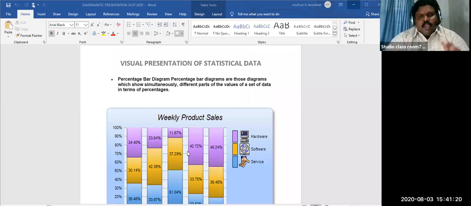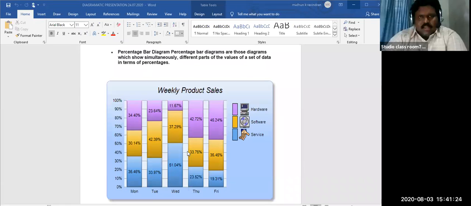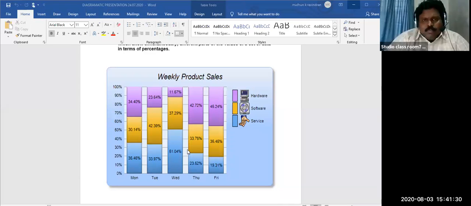The first one is a simple bar diagram, the second is a multiple bar diagram, the third is a subdivided bar diagram, and here comes the percentage bar diagram. In percentage, we know the maximum is 100. In this bar diagram also the maximum is 100, not more and not less. The total data will be converted into percentages, and the subdivisions should also be converted into percentages. You can see the bars going from 0 to 100 for Monday, Tuesday, Wednesday, Thursday, Friday; the maximum limit is 100 because it is 100%.